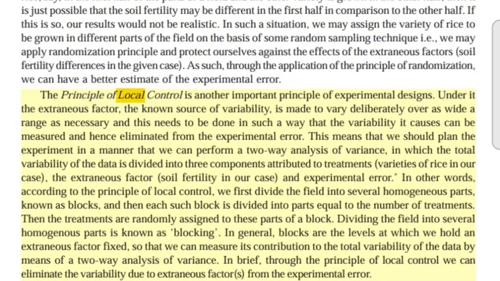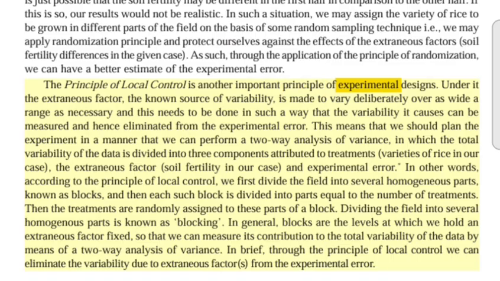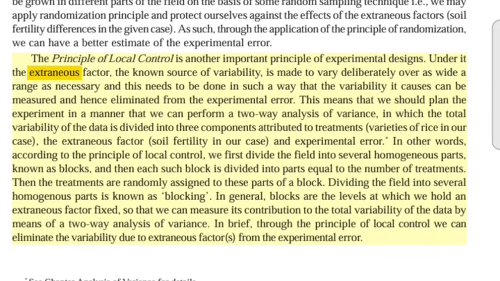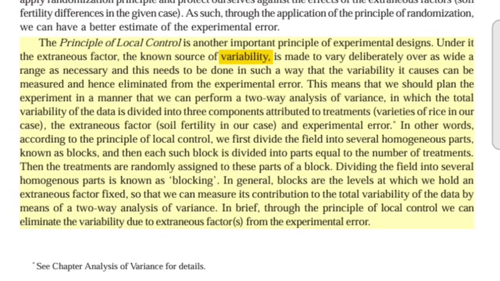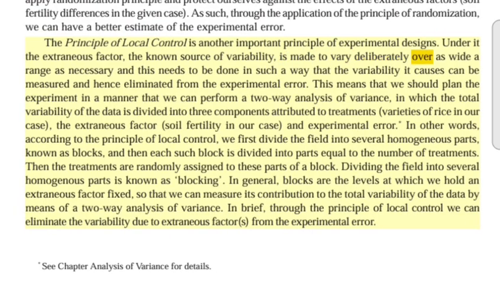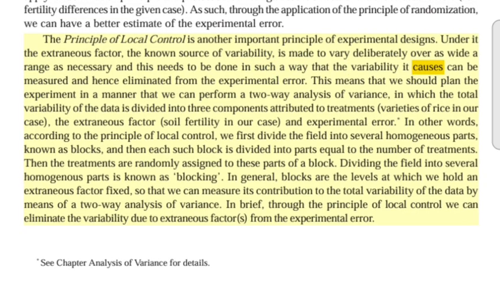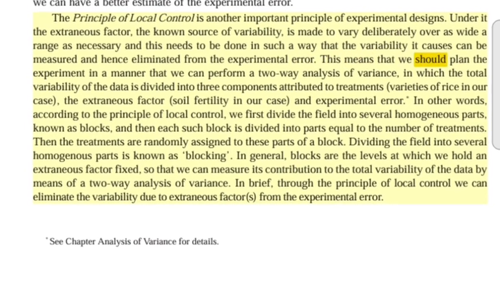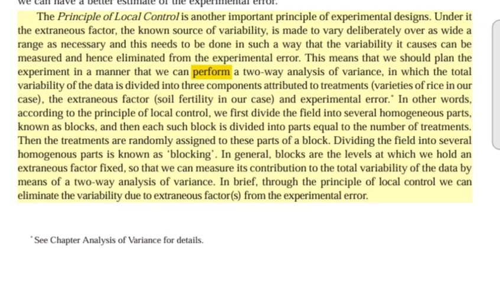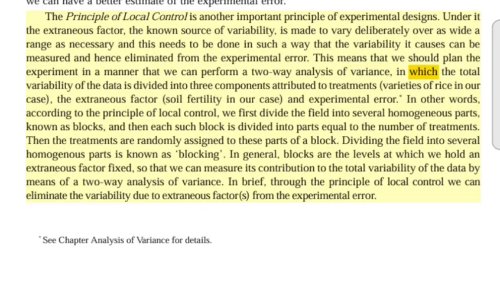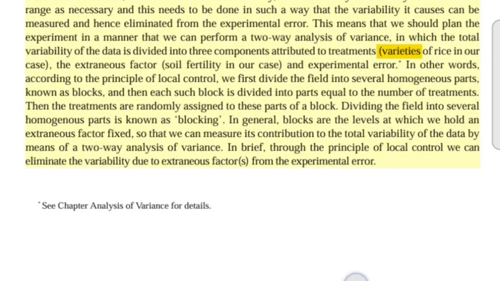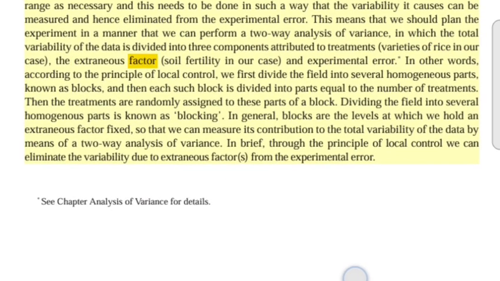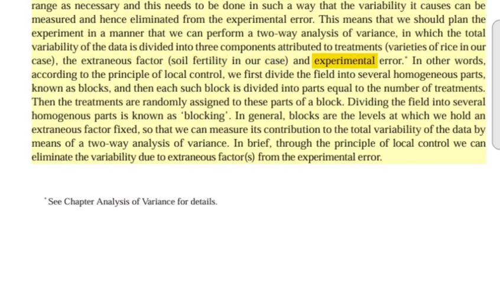The principle of local control is another important principle of experimental designs. Under it, the extraneous factor, the known source of variability, is made to vary deliberately over as wide a range as necessary, and this needs to be done in such a way that the variability it causes can be measured and hence eliminated from the experimental error. This means that we should plan the experiment in a manner that we can perform a two-way analysis of variance, in which the total variability of the data is divided into three components attributed to treatments: varieties of rice in our case, the extraneous factor, soil fertility in our case, and experimental error.